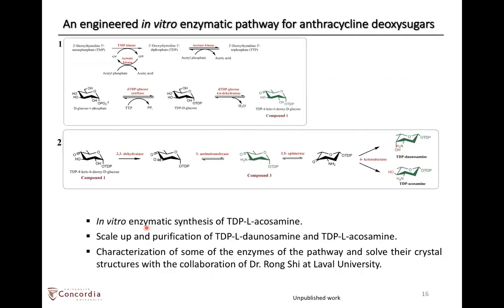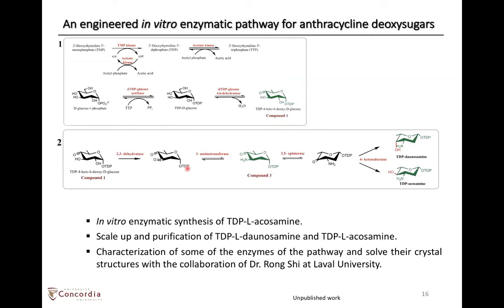So to conclude, we have proposed an engineered in vitro enzymatic pathway for the production of TDP-daunosamine and TDP-acosamine. And I have synthesized and purified compound 1 and compound 3, and we have sent some of them to Dr. Rongshi at University of Laval for the co-crystallization of some of the enzymes in the pathway.